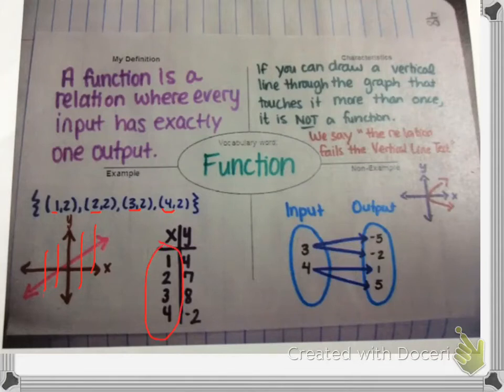Let's look at some non-functions. 3 goes to -5 and -2. Not a function because it has 2 outputs from 3. It can only be once. If I look at this graph, I can do this. It touches here and it touches there, so it is not a function. Because it touches twice, it is not a function. All right, let's go on to the next one.